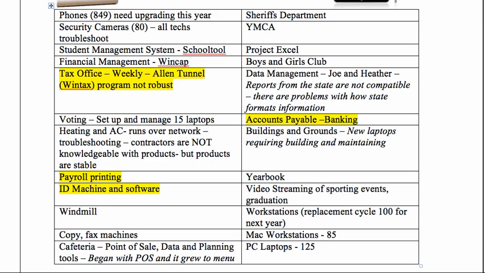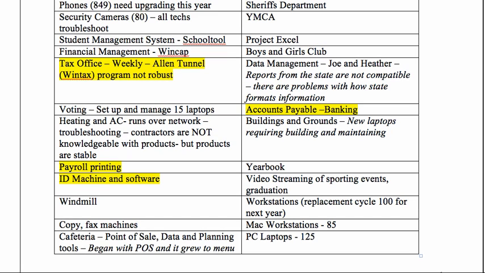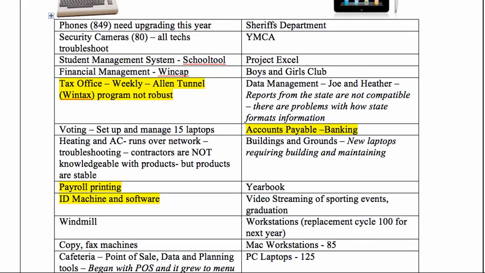The financial management system. We have always supported the tax office. This takes a lot of our time. It's a weekly support, sometimes daily, because the WIN tax program is not that robust. There is some discussion about the possibility of them switching to a different program, but at this time we're not aware of that information. We also set up and manage the 15 laptops for voting, and all of the heating and air conditioning runs over our network. The contractors are not always knowledgeable with these products, but the products are stable, so we have to be involved in any kind of network issues that occur.